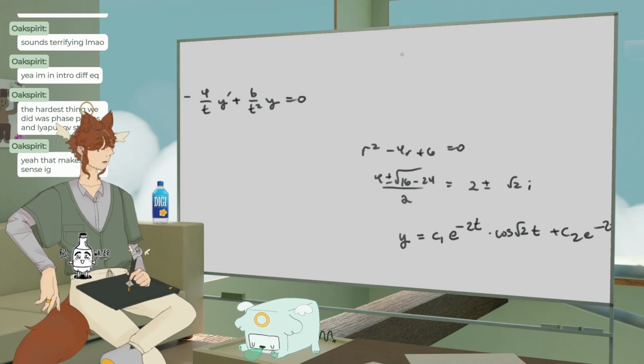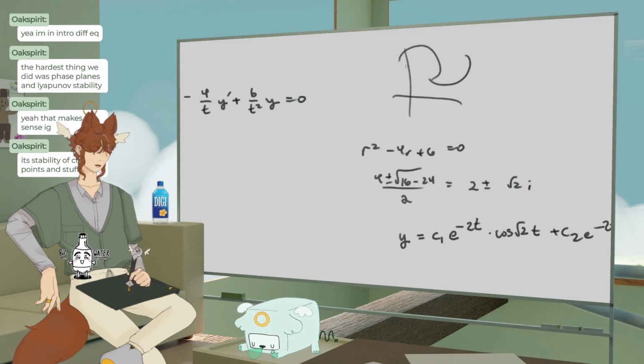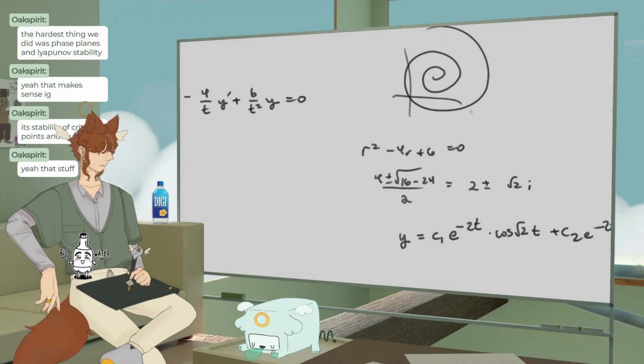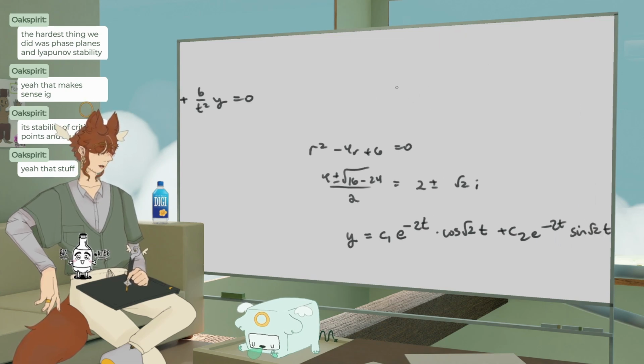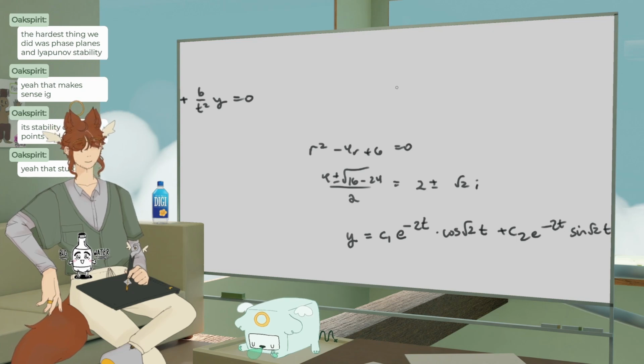Phase planes? I did phase spaces, which were like these things, the solution spaces. I like these a lot. These are cool. I need to get back into phase spaces for eigenvalues. They're so cool. You can have an unstable spiral. Yeah, that stuff is so sick. This is really cool. Stability of critical points. Oh yeah, okay, I did do that then.